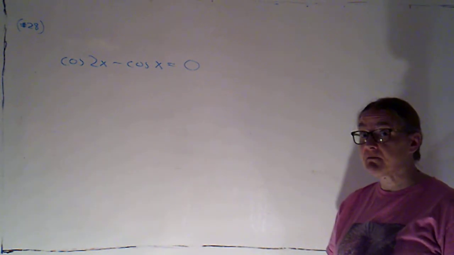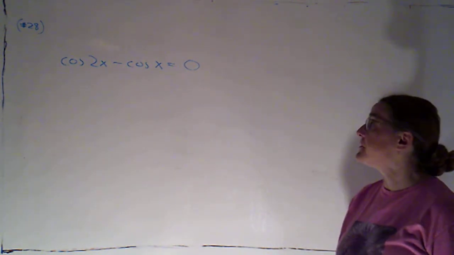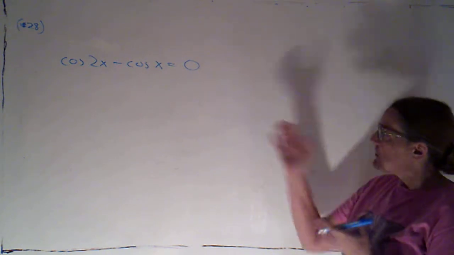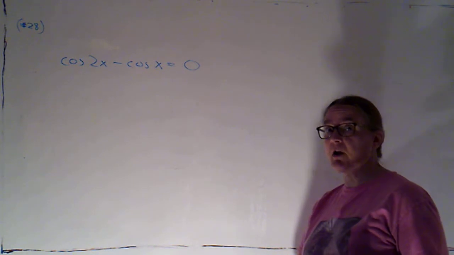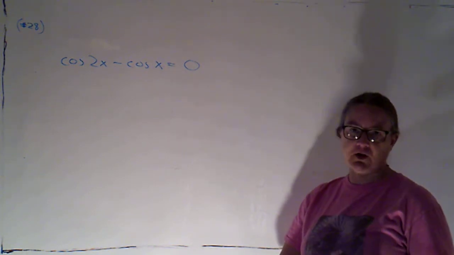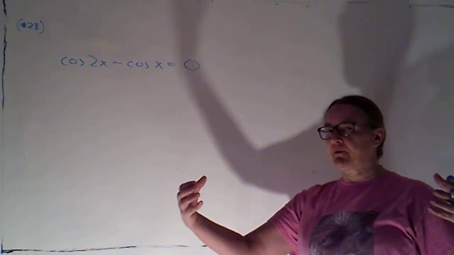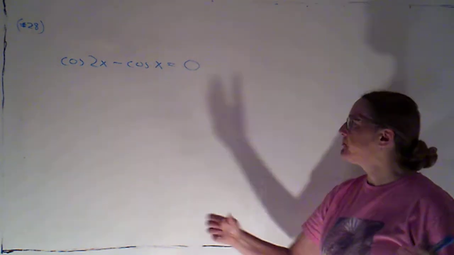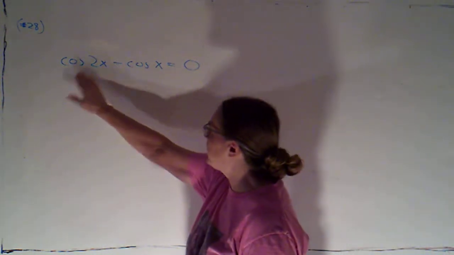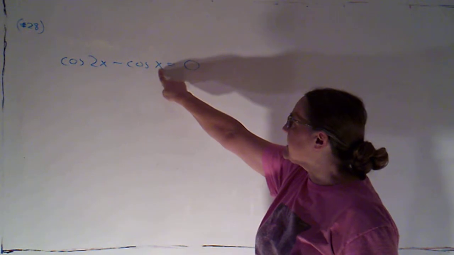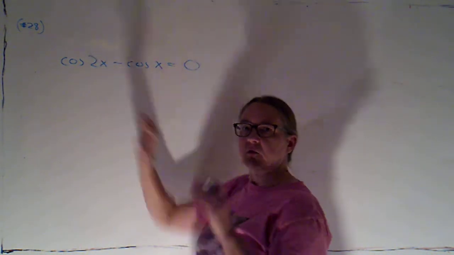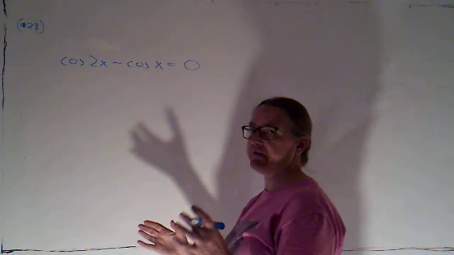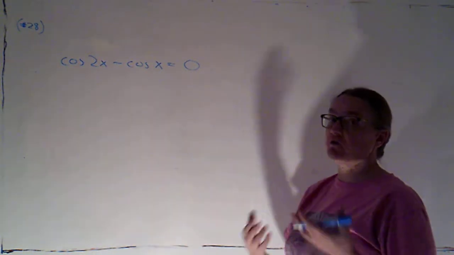But there are times when we do need to use those identities, and basically they're going to be when we have either two different angles showing up in a problem or two different trig functions, and we're not able to separate those into distinct factors. So here, the only trig function I've got is cosine, but you'll notice here the angle is x, and here the angle is 2x. So with two different angles, I'm going to need to use a trig identity.